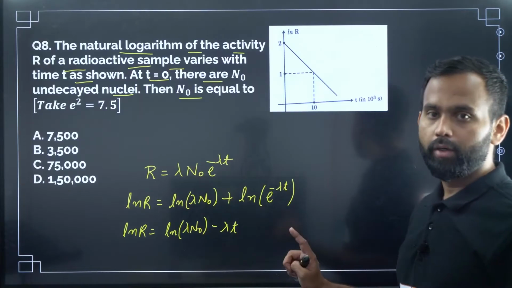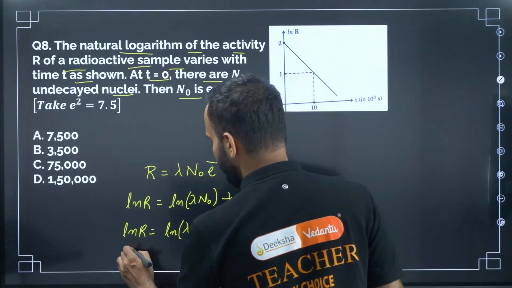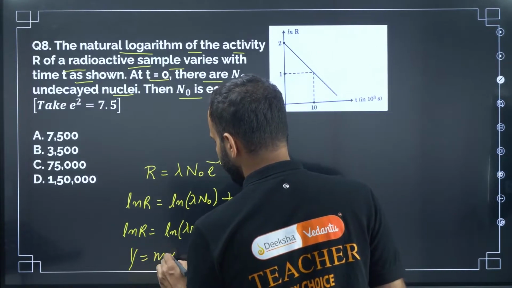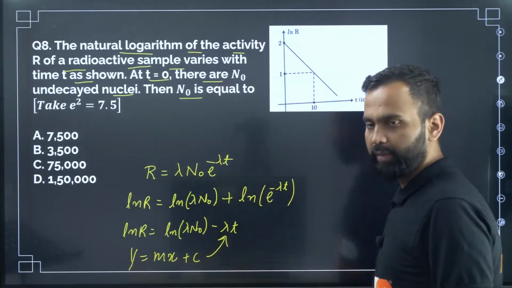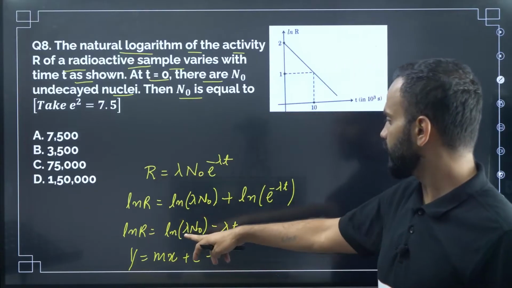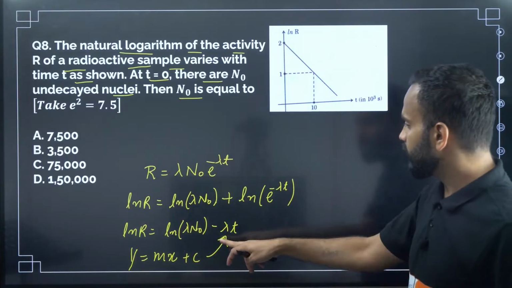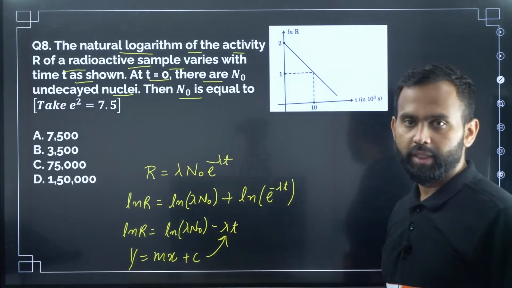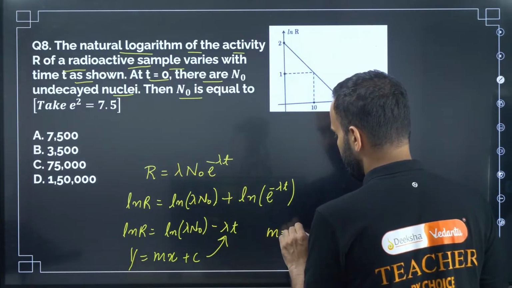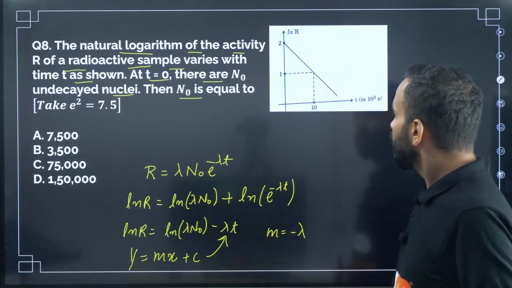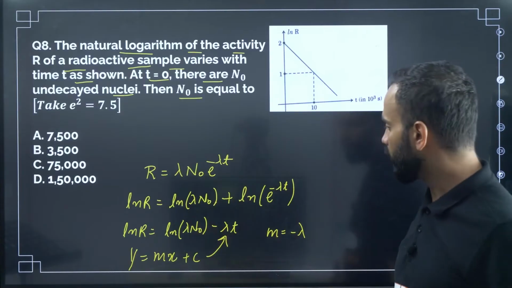Now look at the graph. This is a straight line. So what is the straight line equation? y equal to mx plus c. Now compare this equation y equal to mx plus c to ln of R equal to ln of lambda N naught minus lambda t. So what is the slope here? The slope m will be minus lambda. So at t equal to 0, we need to find the value of N naught.